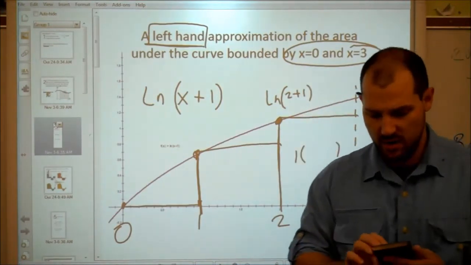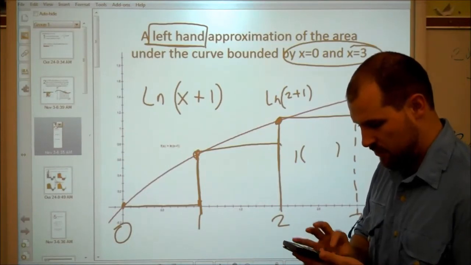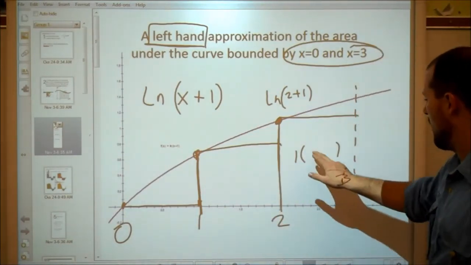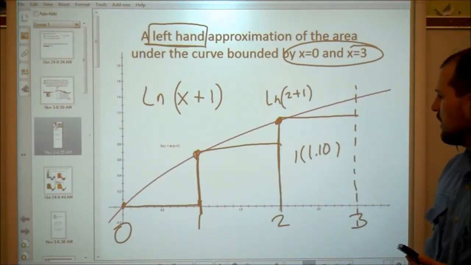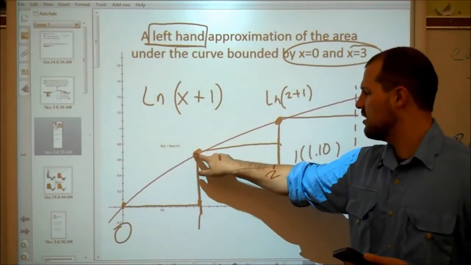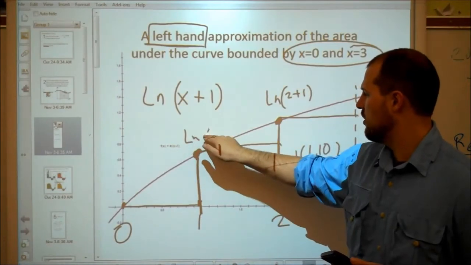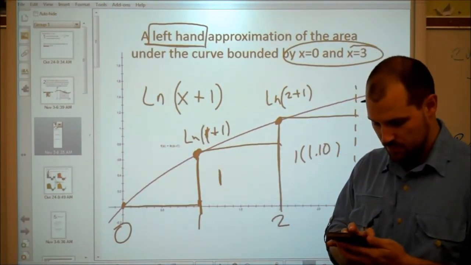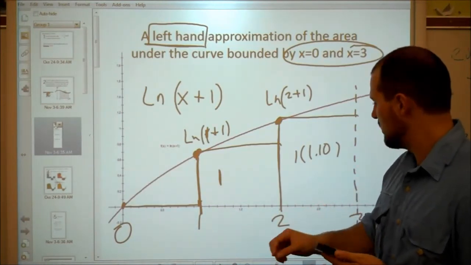That's why I have my calculator here today. So I'm going to type that in, natural log of 3. And I get 1.10 when I round that. Okay, great. Let's go to this one. The width is 1. The height is right there. So my x value is 1, so that's natural log of 1 plus 1, or natural log of 2. And that is 0.69.